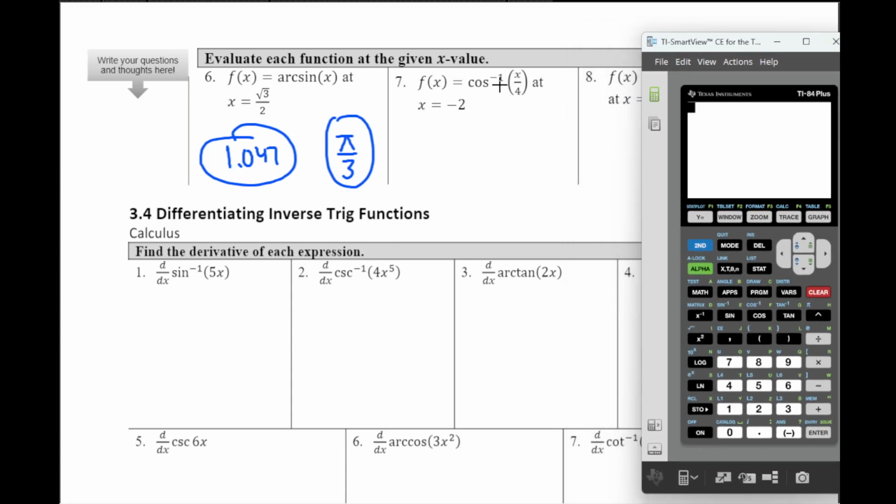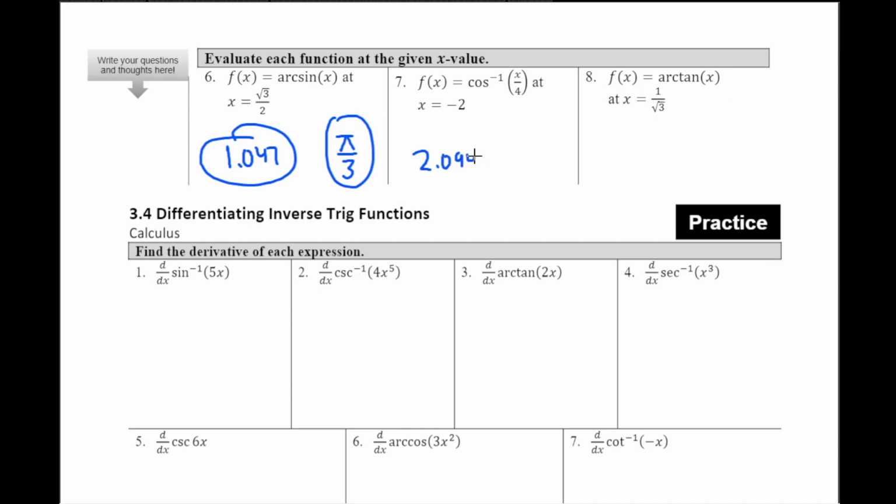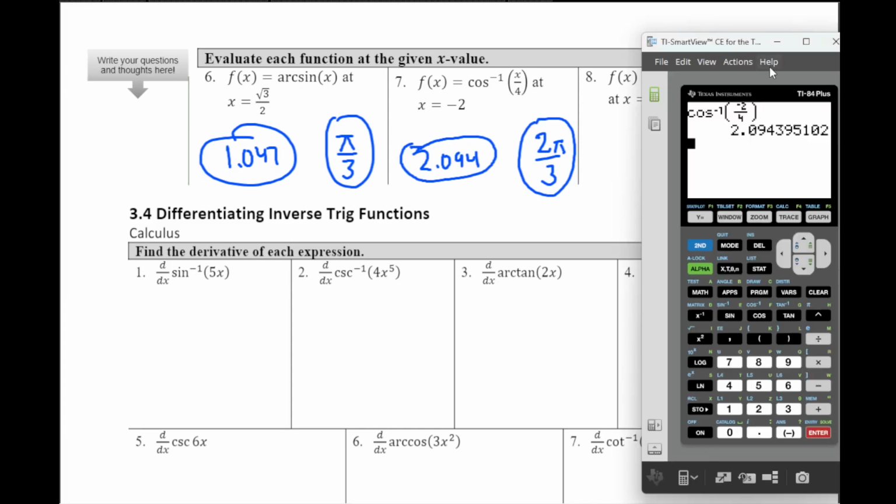Right here, inverse cosine, so second, and then negative 2 divided by 4, negative 2 over 4. That's 2.094. If your calculator is exact, 2.094 can also be rewritten as 2 pi over 3. Either one is fine.